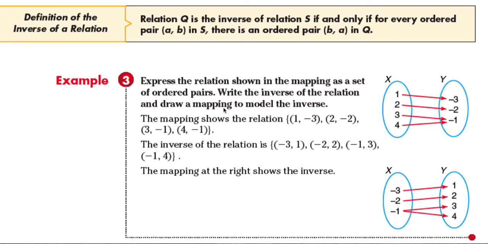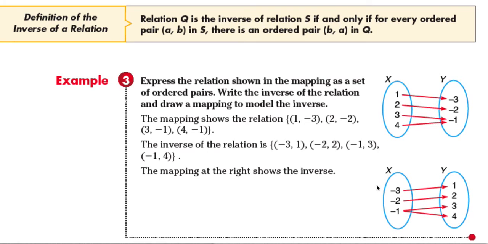Now let's take a look at example 3. Express the relation shown in the mapping as a set of ordered pairs. Write the inverse of the relation and draw a mapping to model the inverse. So you have this mapping model, and we want to get the inverse of this. That means everything in the y should go to the x, and everything in the x should go in the y. So the mapping shows the relation of (1, negative 3), (2, negative 2), (3, negative 1), and (4, negative 1).